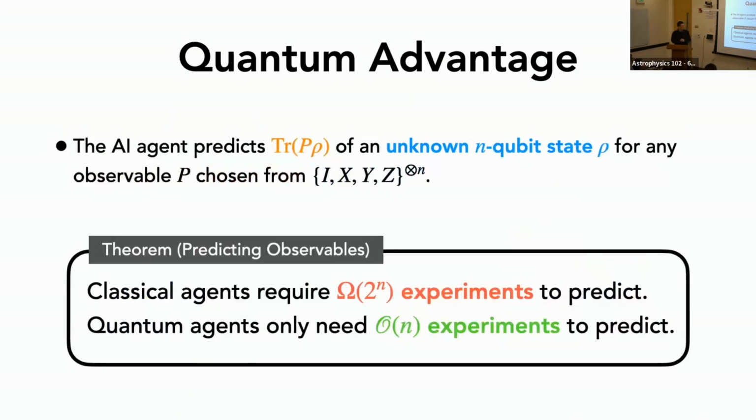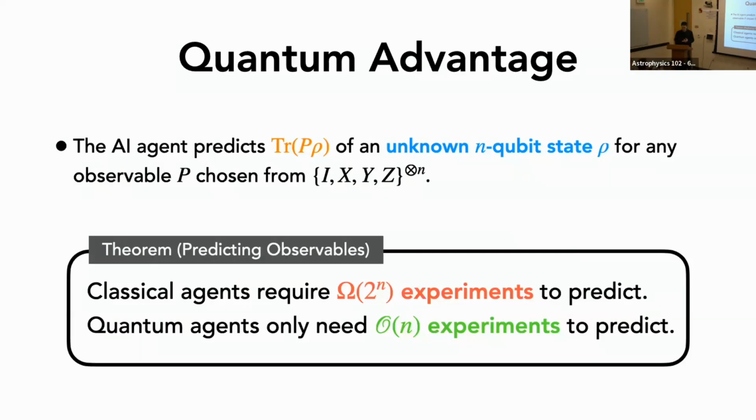So one of the first tasks that we looked at, which is inspired by shadow tomography, is predicting observables. Here the goal of the AI agent is to try to learn a model about an unknown n-qubit state rho, such that after learning a model, it can utilize this model to accurately predict the expectation value of all the Pauli observables coming from this set here.